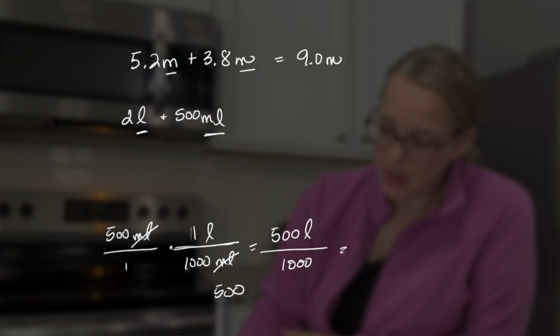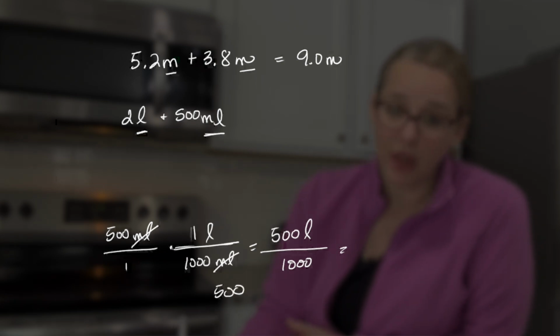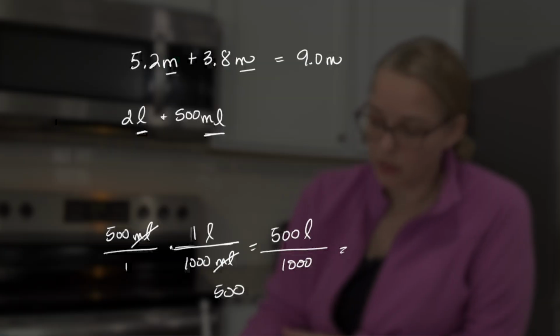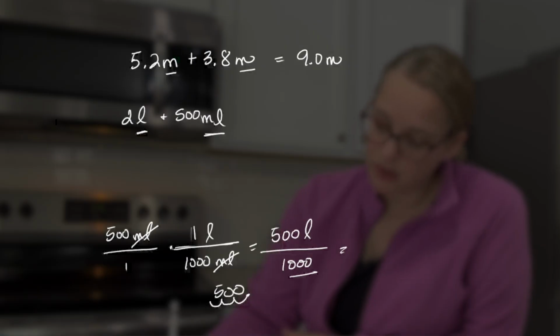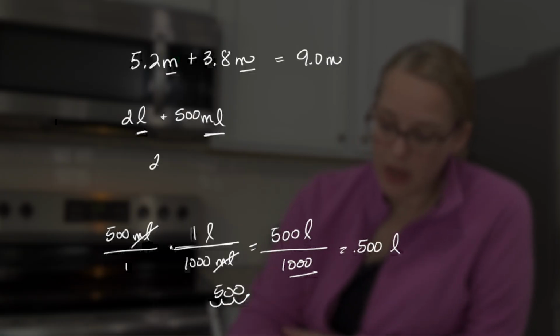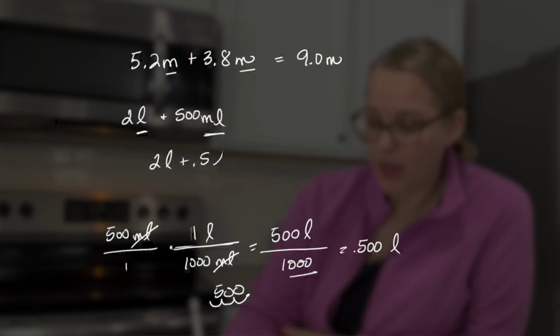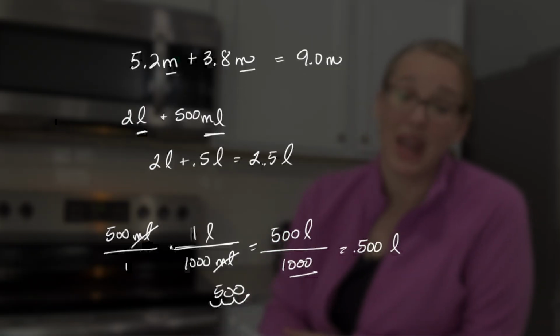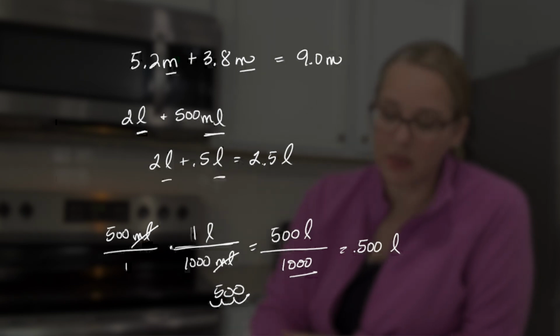We do the same thing as we did before when we multiplied by a multiple of 10, but now we're dividing, so we're going to go backwards. I'm going to start with my decimal point where it would be and go back 3 because I have 3 zeros. So 1, 2, 3. My answer is 0.500 liters. So now I have 2 liters plus 0.5 liters, so I have 2.5 liters. Now I can add because now they're exactly the same.